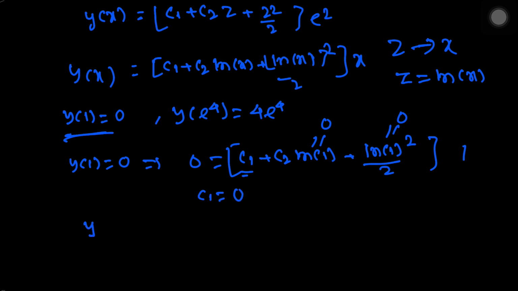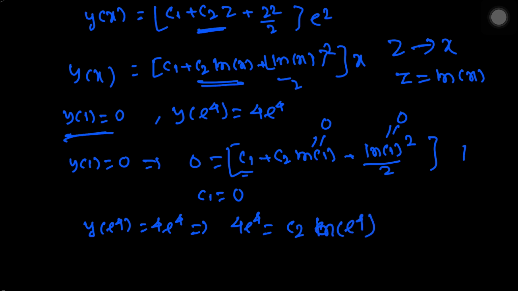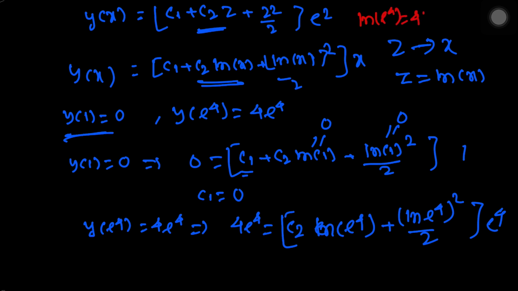Okay. Now y(e to the power 4) equal to 4 e to the power 4 gives what? 4 e to the power 4 equal to, c1 becomes 0, so c2 ln e to the power 4 plus (ln e to the power 4) whole square by 2, into e to the power 4. Now what we know is that ln e to the power 4 equal to 4 ln e. ln e equal to 1, so it becomes 4.